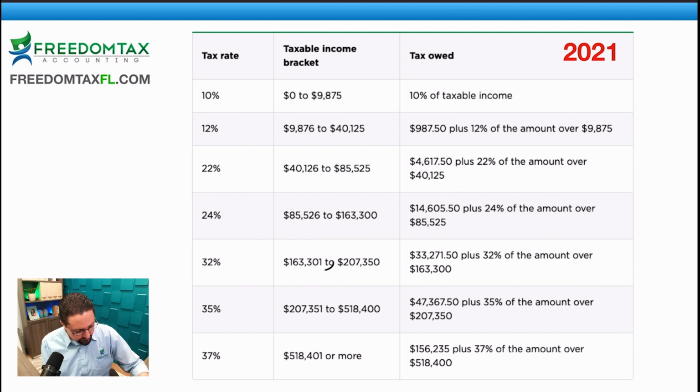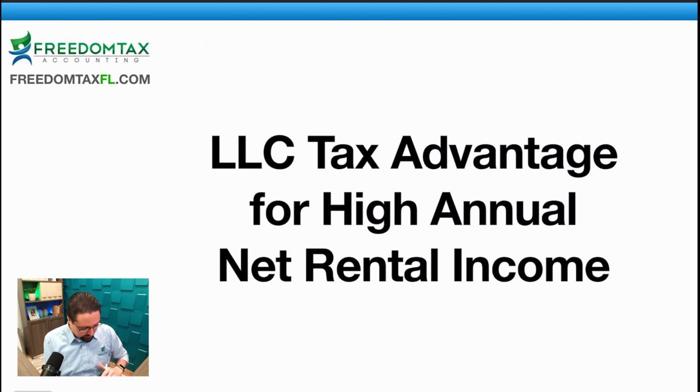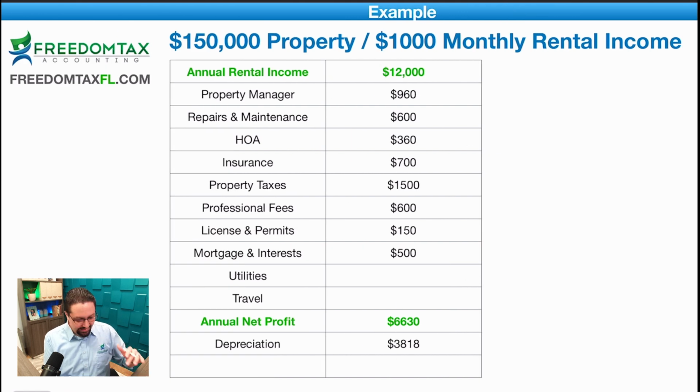So that's the difference between buying real estate under your name or buying real estate under an LLC. As you can see, the taxes are more or less the same. There is a difference once you have higher net income. Once you have a lot of properties, then you can take the tax advantage of the LLC, but the advantage is more legal asset protection. Okay? So now let's go into the example.